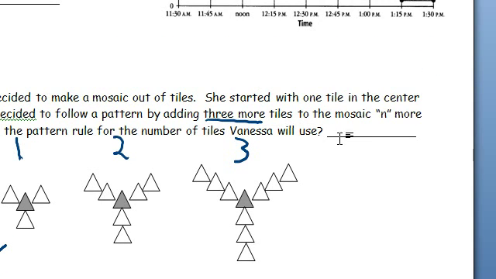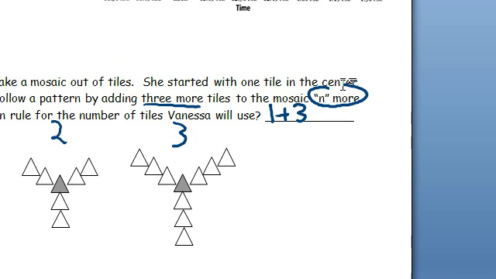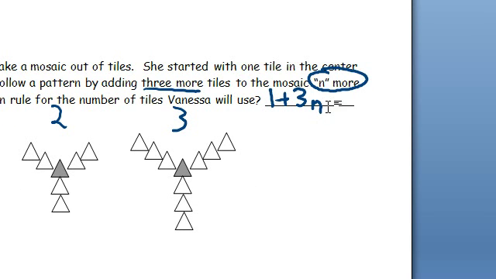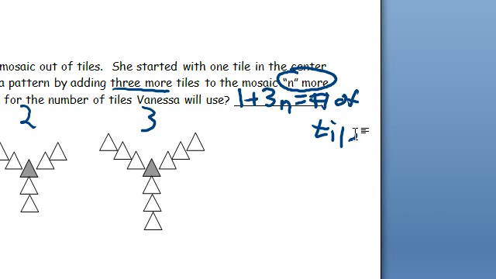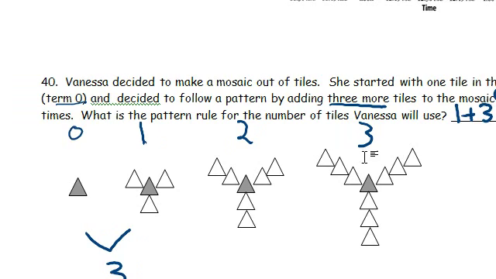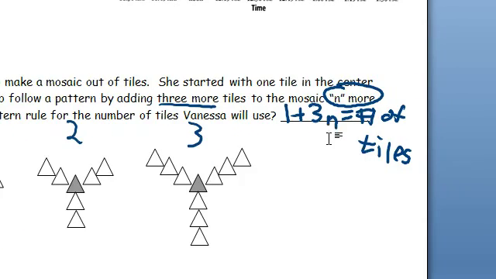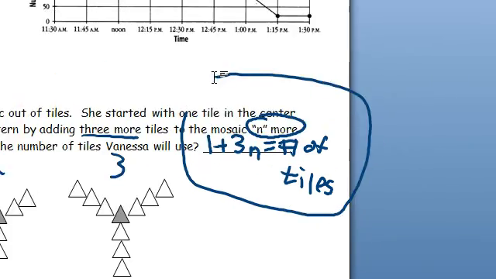What's the pattern rule? Okay, well, she started out with 1 tile, and then she adds 3 tiles every term. So 3n plus 1 would equal the number of tiles. Okay, great. And let's see if that's true. So let's say at term 3, so when n equals 3, she has 1, 2, 3, 4, 5, 6, 7, 8, 9, 10. 3 times 3 would be 9, plus 1 would be 10. So yep, this is the pattern rule for number 40.